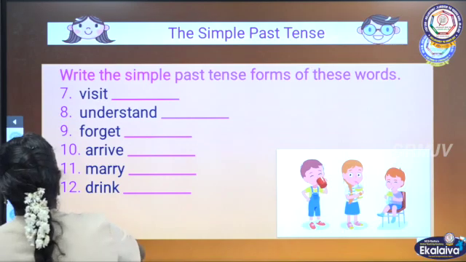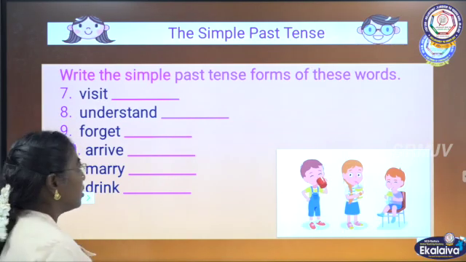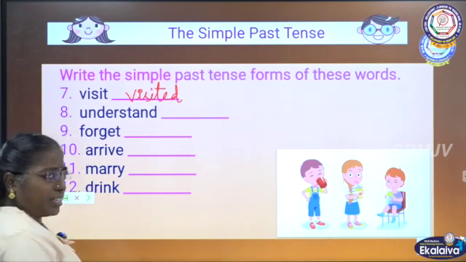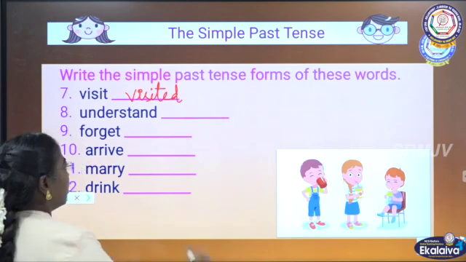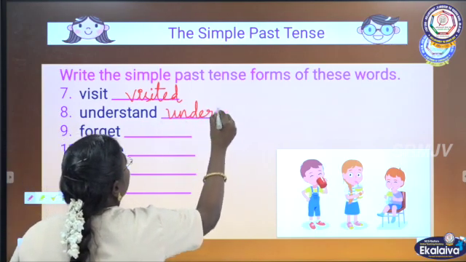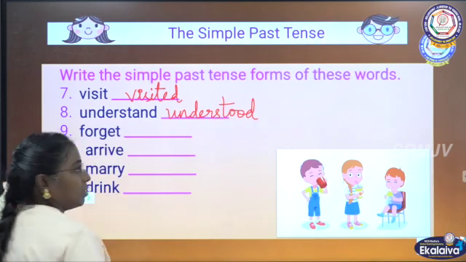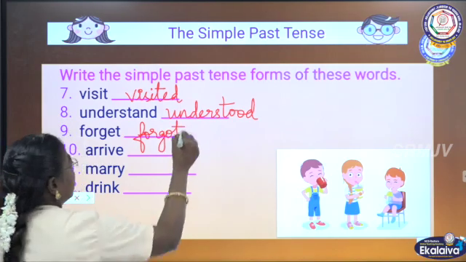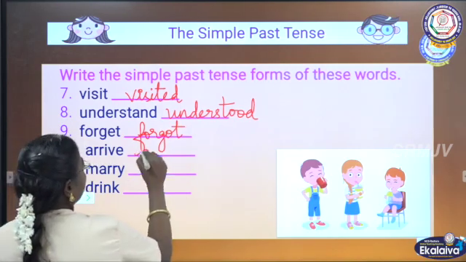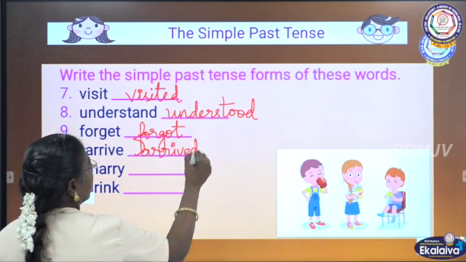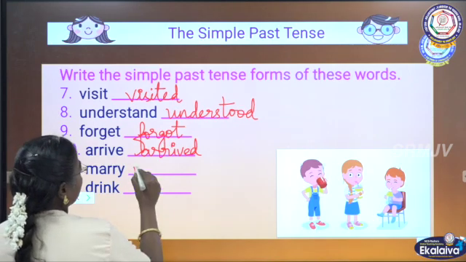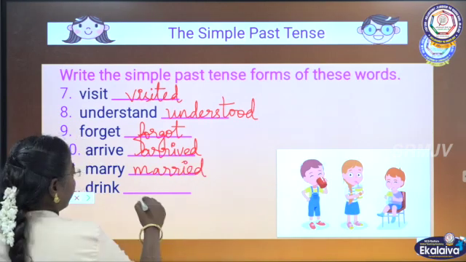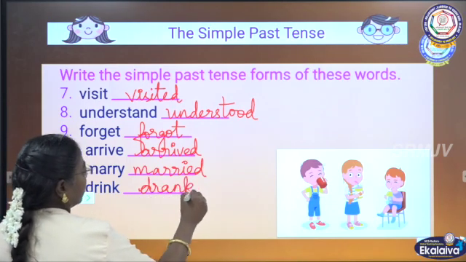Then visit. What is the past form of visit? Visited. Understand. The past form of understand is understood. Then forget, forgot. Arrive, arrived. Marry, married. Drink, drank. Understood?